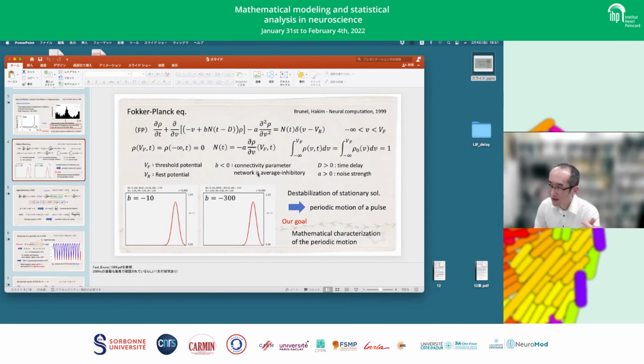Parameter B? What is the typical value of B in order to observe oscillation? B going to infinity is maybe not adapted to biology, but you observe oscillation for large B. This means the effect of the inhibitory network, the strong connectivity of the inhibitory neurons. B means that. Okay, thank you.